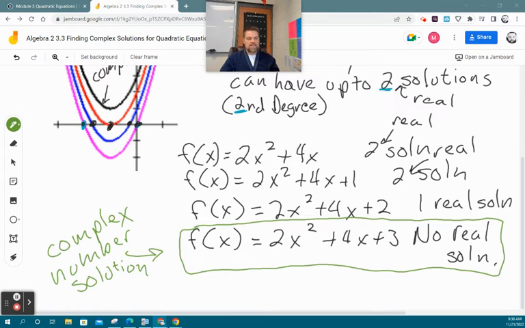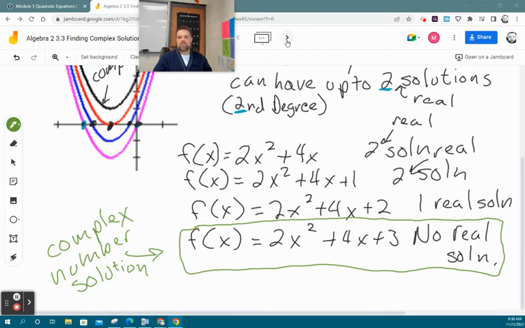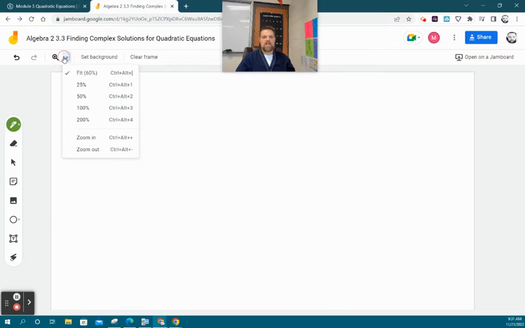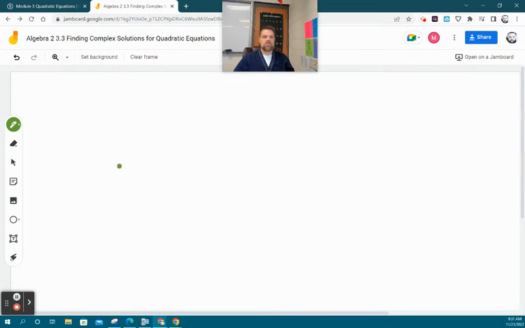So we're going to do this thing called completing the square. We're going to complete the square of an equation, and then we'll see what we get. So let's jump into example 1. That's what we're talking about: what happens when we have a complex solution. How do we know what's complex and what isn't? So this is example 1.